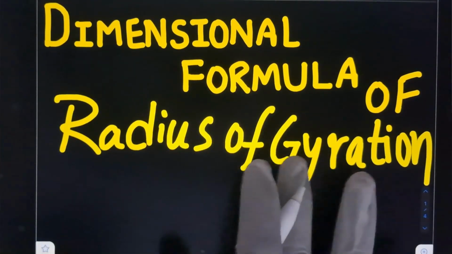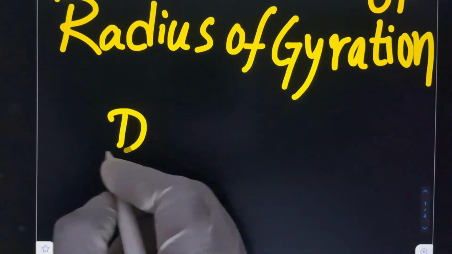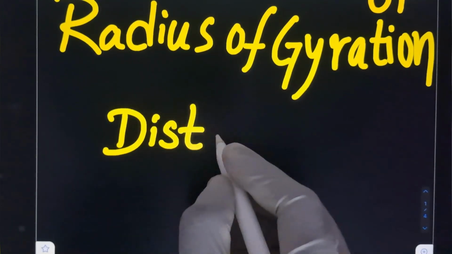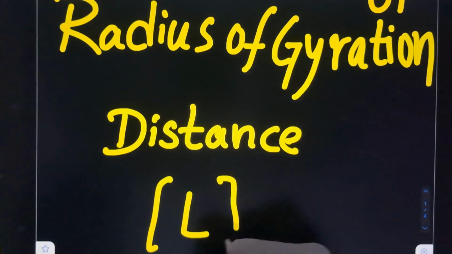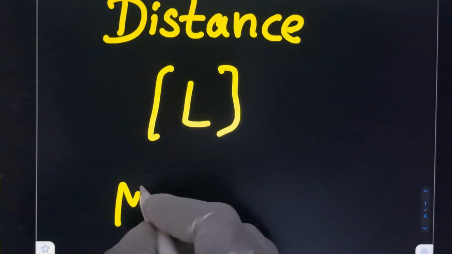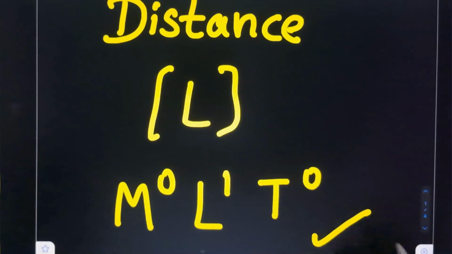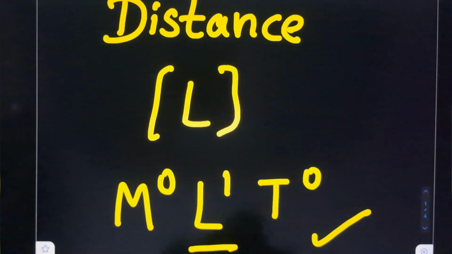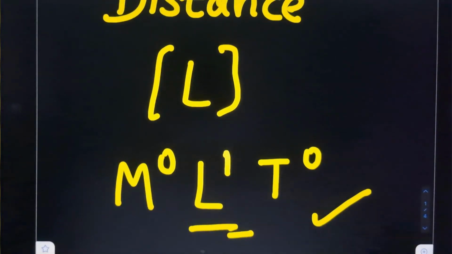Dimensional formula of radius of gyration. The radius of gyration is simply distance. It is denoted as L. There is no mass and no time. So it is M power 0, L power 1, T power 0. So the radius of gyration dimensional formula is M power 0, L power 1, T power 0, just simply length.